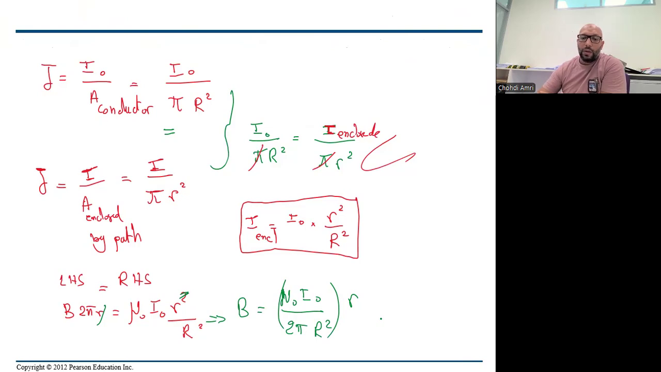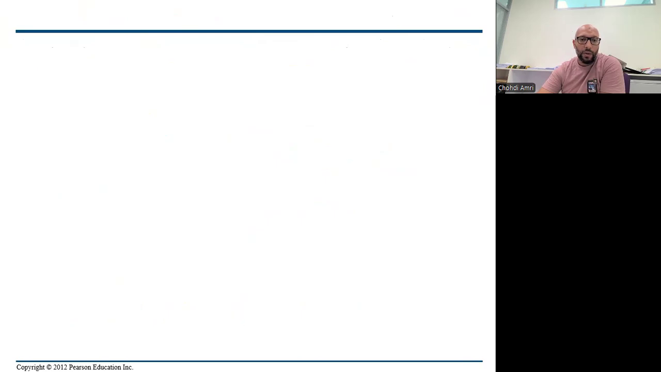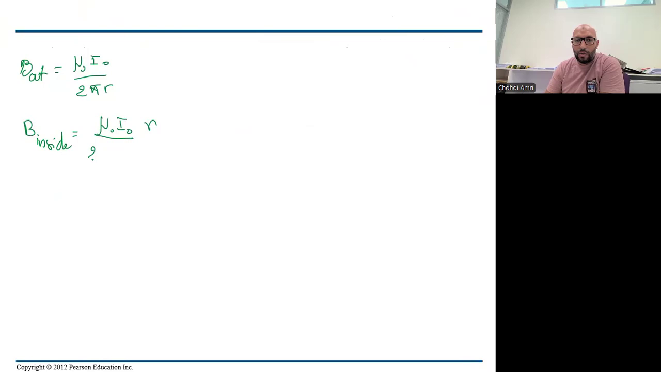Okay, so this is B inside the conductor. Do not forget that B outside is the following. B outside equals mu naught I naught over 2 pi r. B inside equals mu naught I naught r over 2 pi capital R squared.